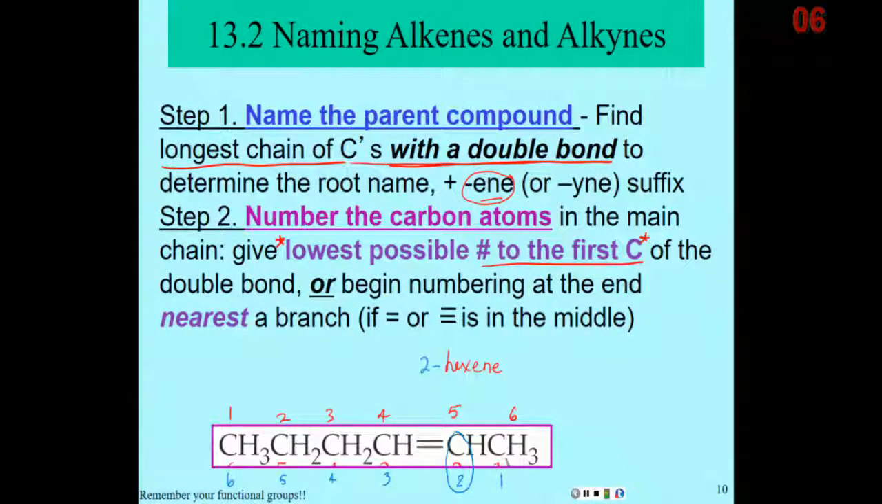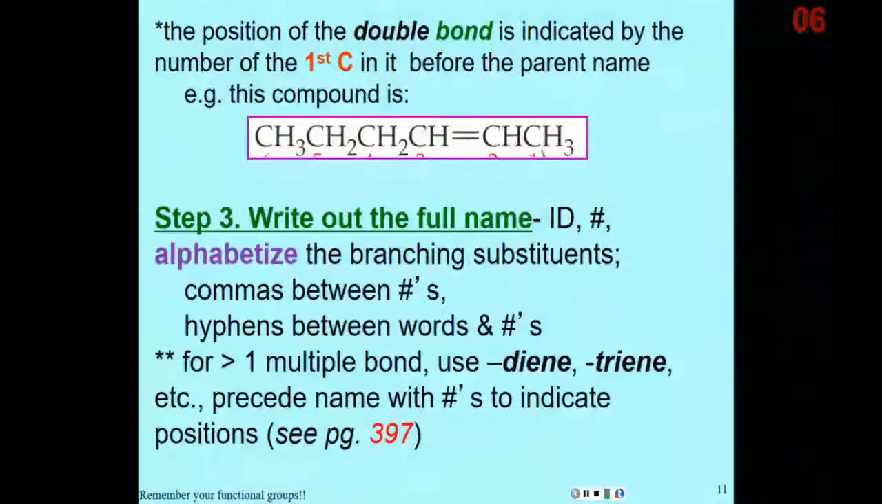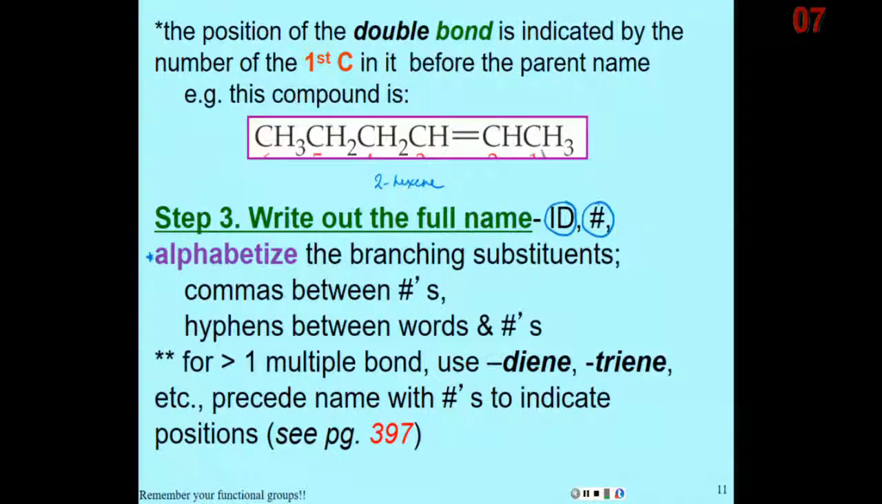All right, so there's the longest chain and numbering, describing where the first carbon of the double bond is, our starting points here. There will be other things that you have to find on occasion. This was our 2-hexene. And if you have other substituents, you're going to have to identify them, give them numbers, and guess what? Again, we're going to do alphabetical order for the branches that are off the main chain. You'll use commas between the numbers, hyphens between words and numbers, the same as has been seen before.